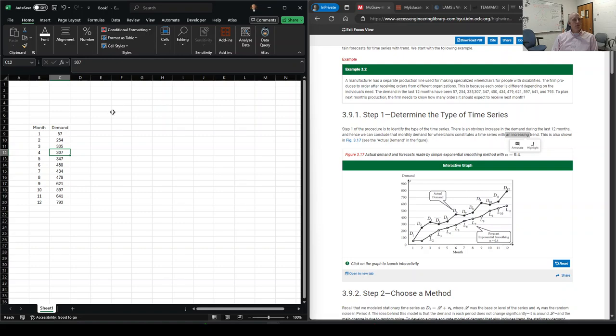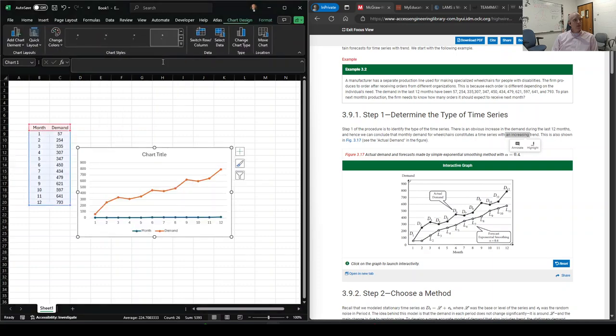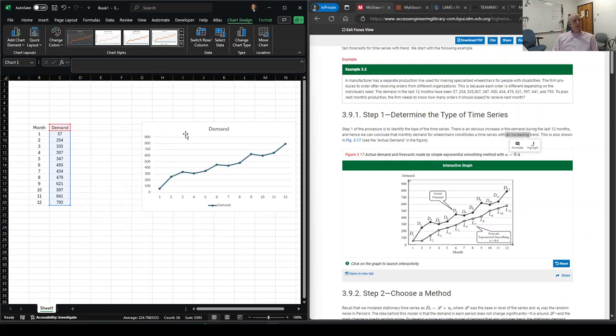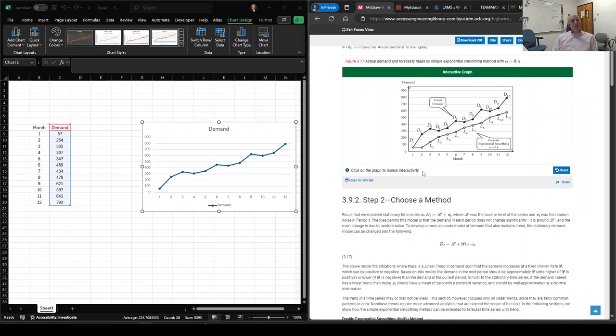And we can see that if we do a chart. Why don't we go ahead and do a little chart here, just so that we can all be on the same page. There is our chart. We have our months. That's our demand right there. Okay, so we know it's increasing. We have a chart like this. We don't have any forecasts yet, but we do have the actual demand. So let's move on to the second step.